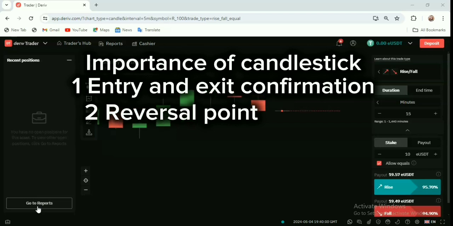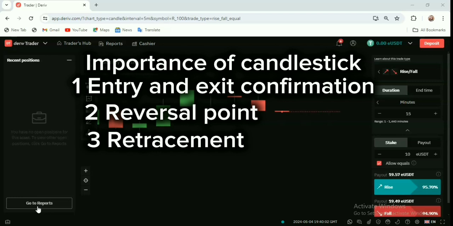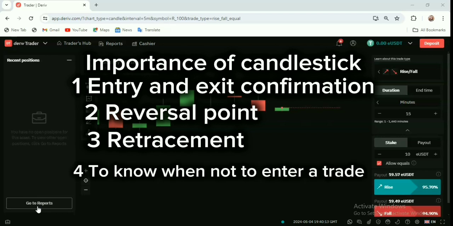Number three is retracement. Candlesticks also signal you, if you understand candlesticks very well, when a trade is about to have a retracement. Number four is to know when not to enter a trade.